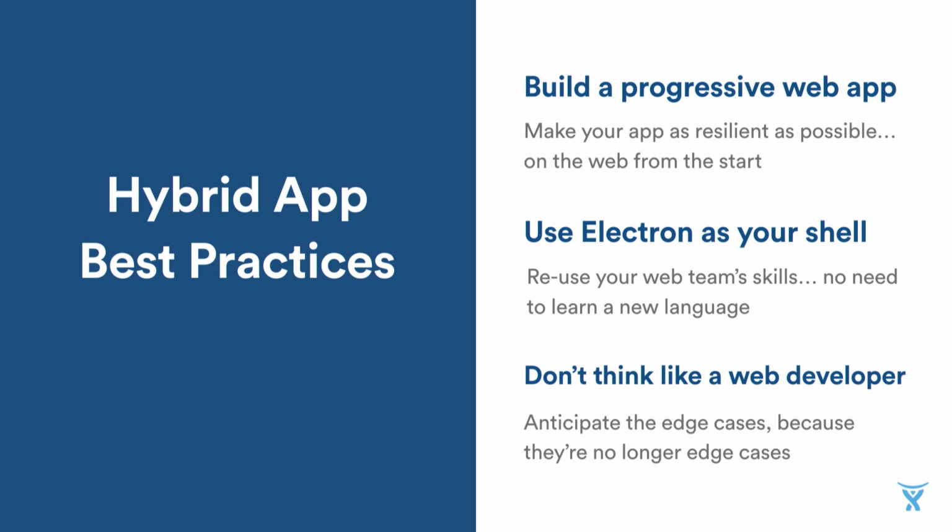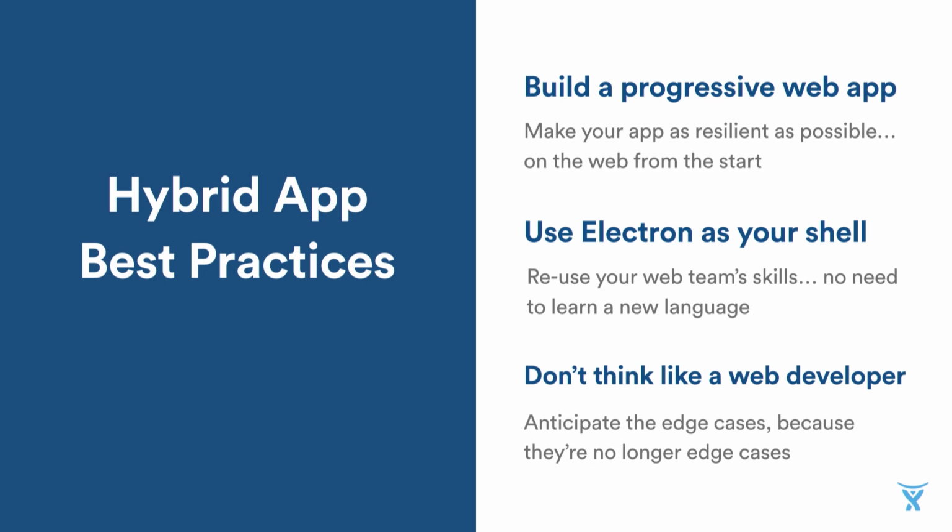So to sum it up, if you're going to write a hybrid app, three main points. Plan accordingly. Build a progressive web app right from the start. Use service workers, and make your app as resilient as possible on the web. You don't need to build a desktop app to make your app resilient. Use Electron. Electron is a great tool, huge community behind it, and it's really easy to use.